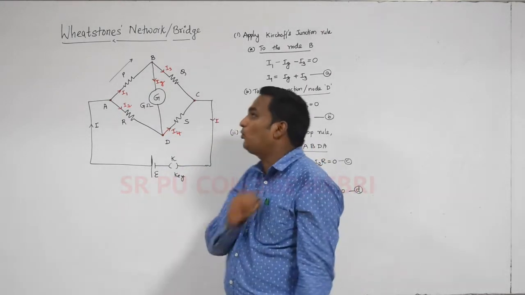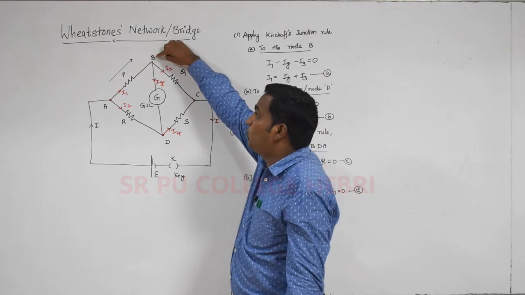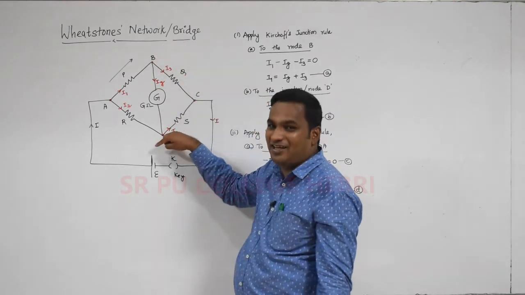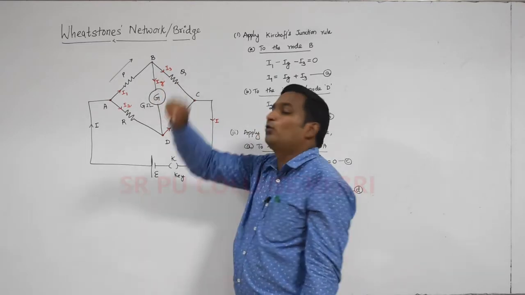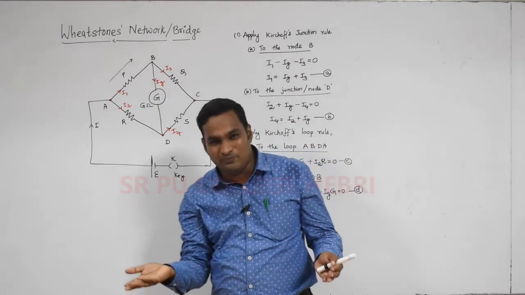that we have to make the potential difference between points B and D equal to 0. Automatically, the current flowing through the galvanometer becomes 0.